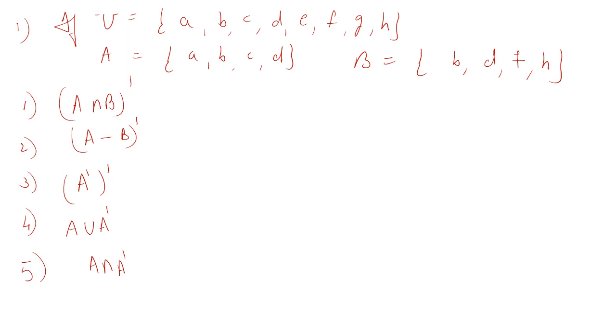See, students, whenever you have a bracket, in the first question, first you find A intersection B, then take U minus A intersection B. Here also first find A minus B, then take U minus A minus B. Here first find A complement, and whatever answer you get, take the complement of that again. And here first find A complement, then take the union with A, which is already there. And here first find A complement, next step you take A intersection A complement.